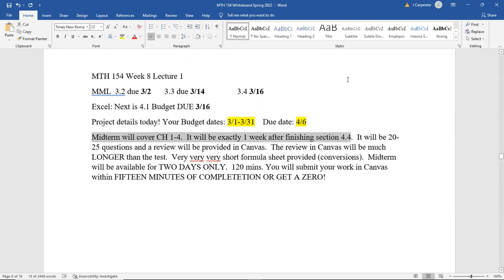The midterm will not be taken during class. This will be taken on your own time, like a homework or Excel file. But once you open the midterm, you have to finish in one sitting. It's going to be 20 to 25 questions.